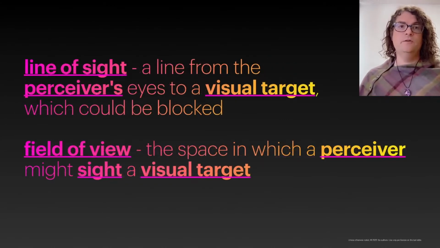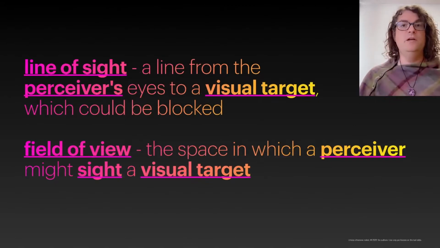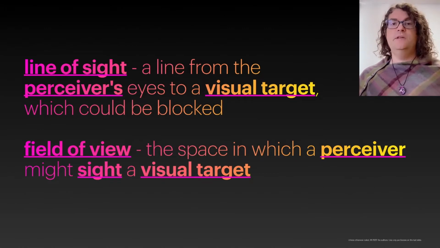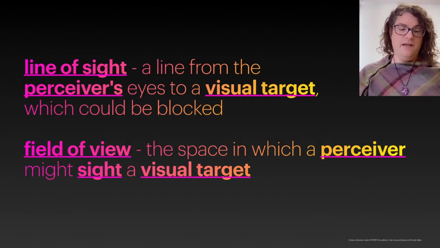Two other key terms: line of sight, essentially the line from whatever visual sensors the agent has to the agent they've spotted, and the field of view, which indicates the space in which an agent might be spotted or sighted.